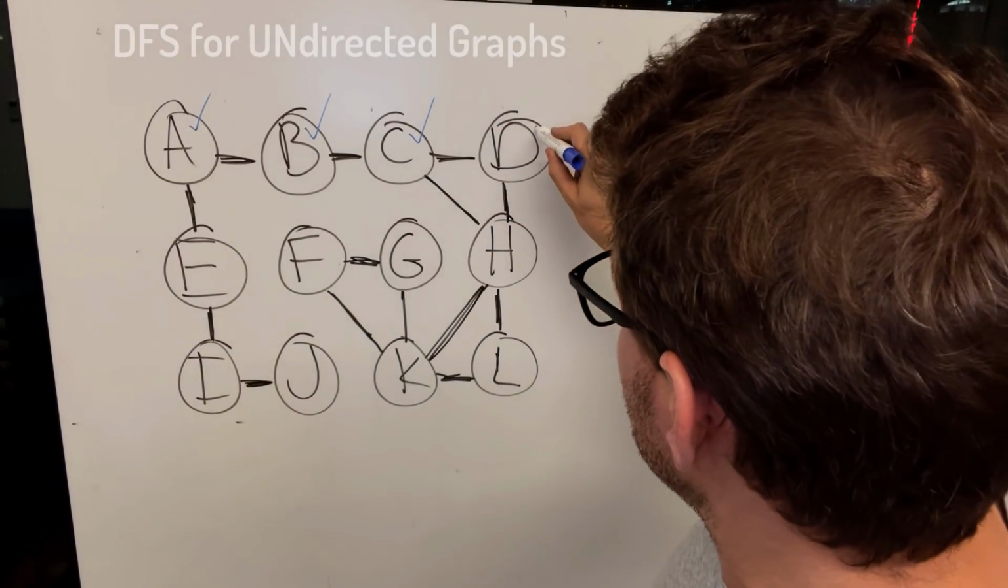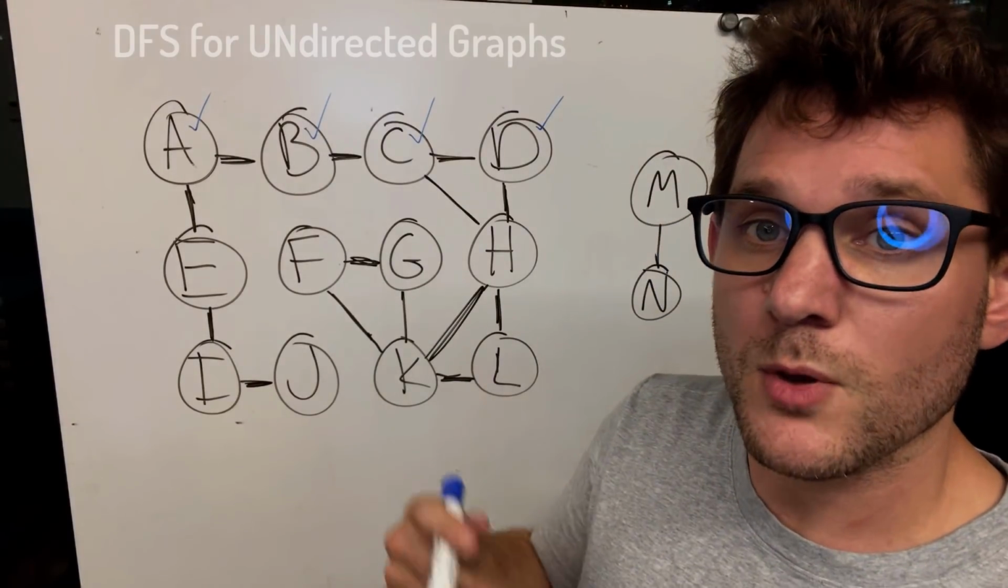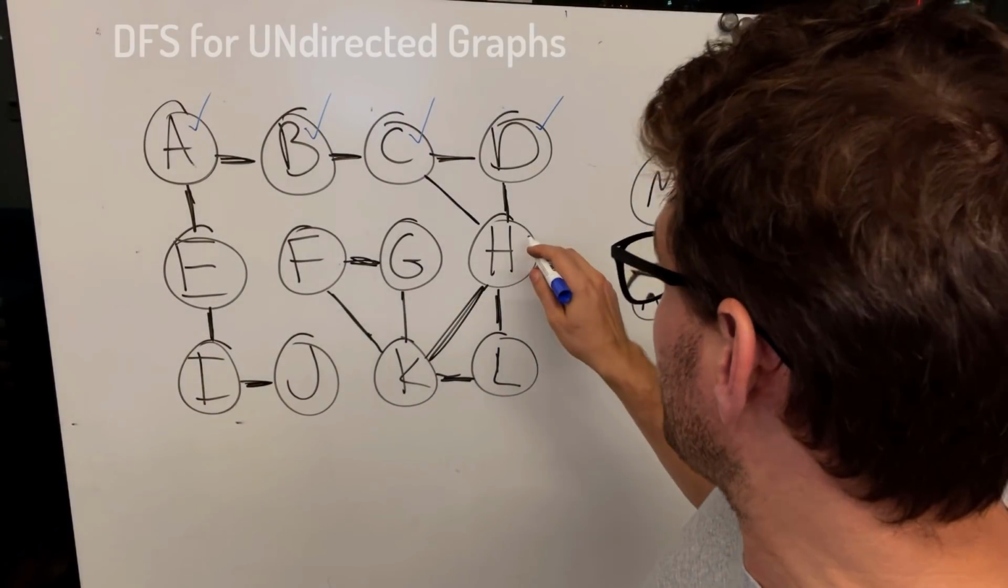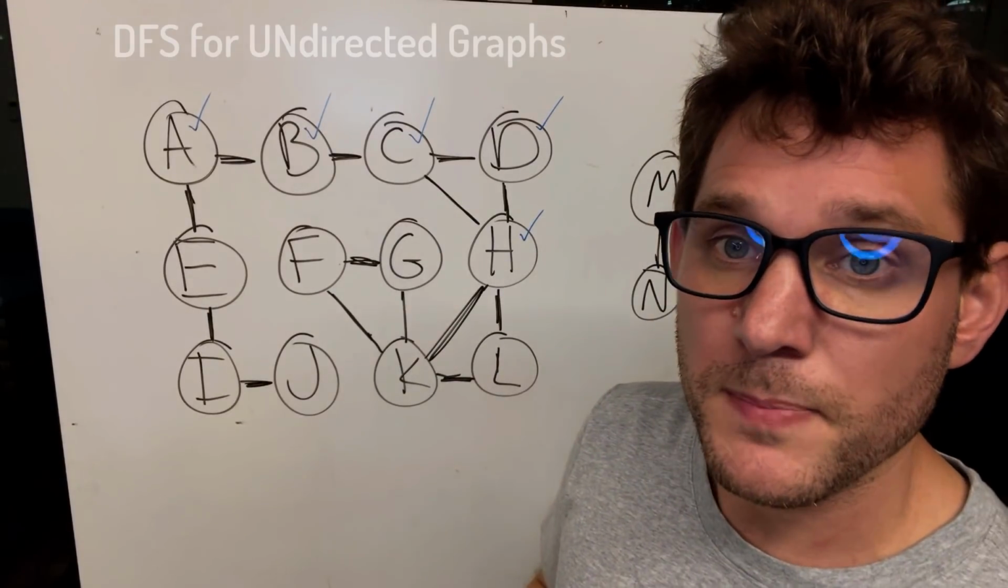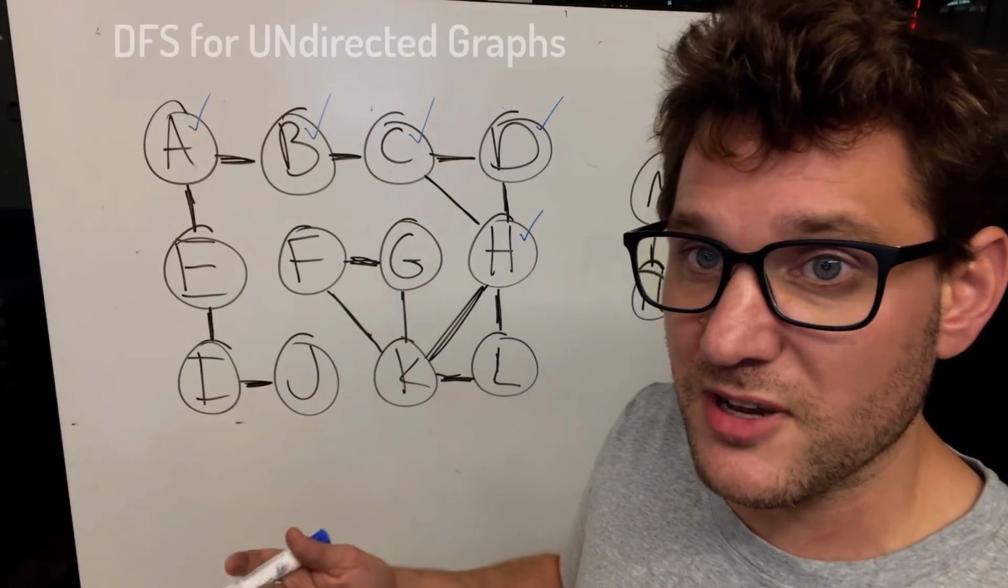We find node D. D is now marked as visited. We look at D's adjacency list. We find H. H gets marked as visited. We now look at H's neighbors, H's adjacency list.